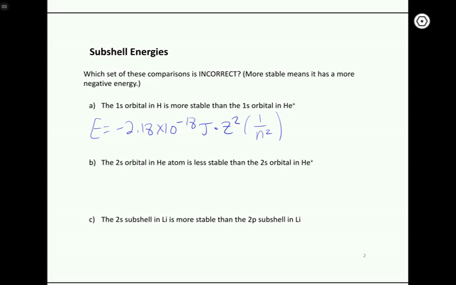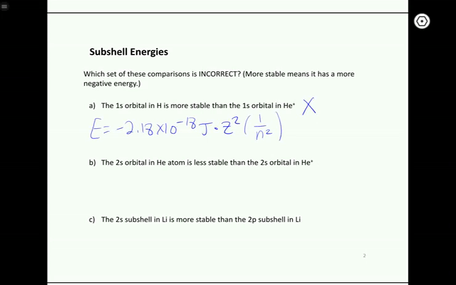So the fact that we're telling you it's a 1s orbital doesn't really mean a whole lot in this case, because any orbital in the first shell, which has to be a 1s orbital, but any of those would have the same energy. We'll get to that later, but for now keep in mind that there's a difference in the number of protons, so as Z increases, the energy becomes more negative. So this first one, the 1s orbital in hydrogen is more stable than the 1s orbital in helium, is not correct. Okay, because helium has more protons in the nucleus.